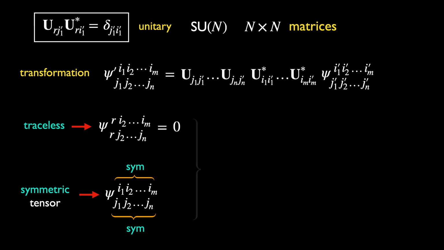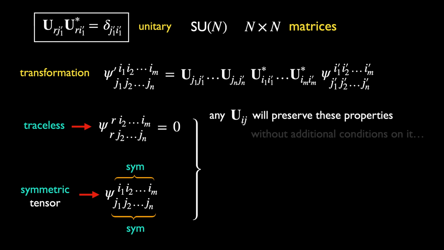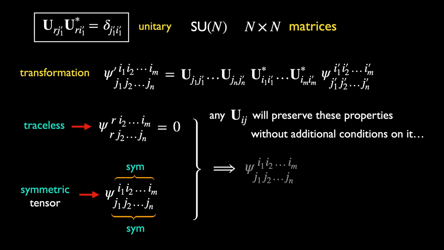Thus both of these conditions satisfied by the tensor are preserved by the SU(N) transformations without any additional conditions on the matrix U. U just needs to be linear and unitary, which is exactly the definition of the SU(N) matrices. This is why the tensor coefficients defined this way are associated with irreducible representations of SU(N).